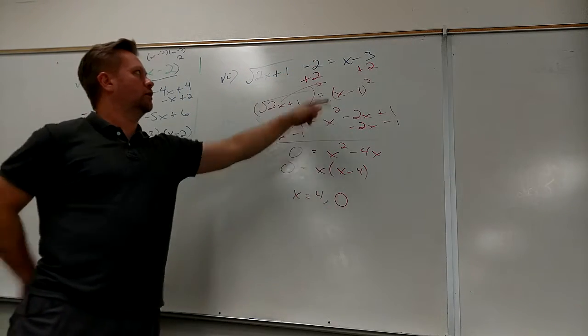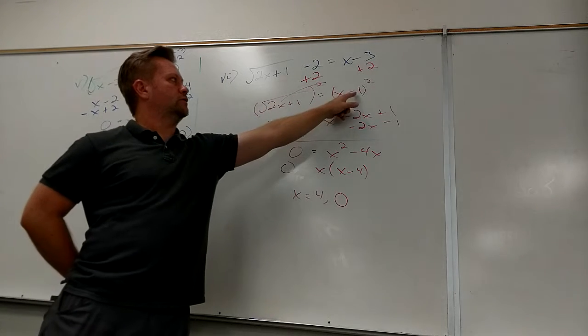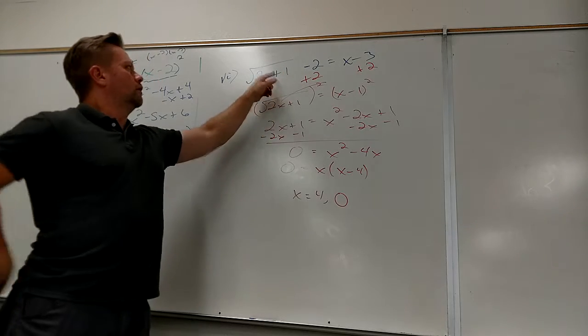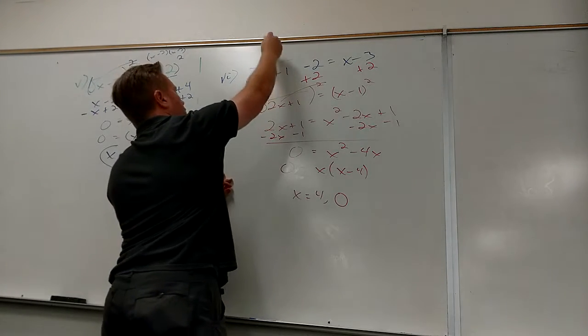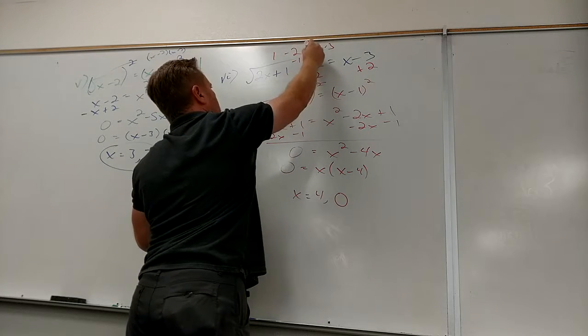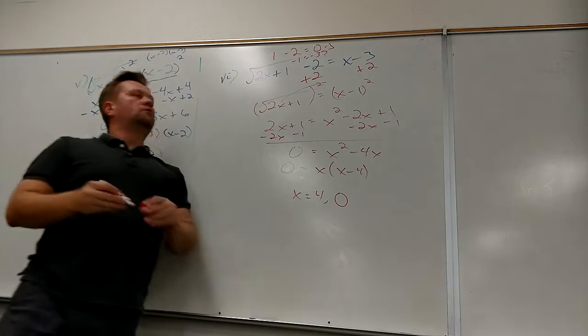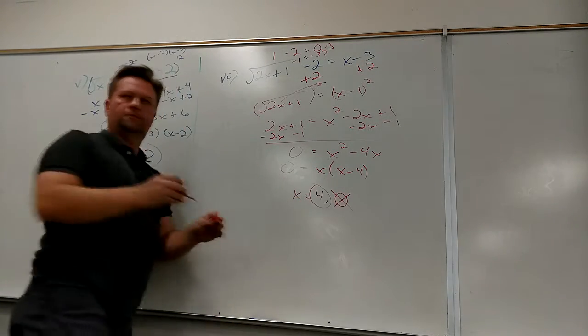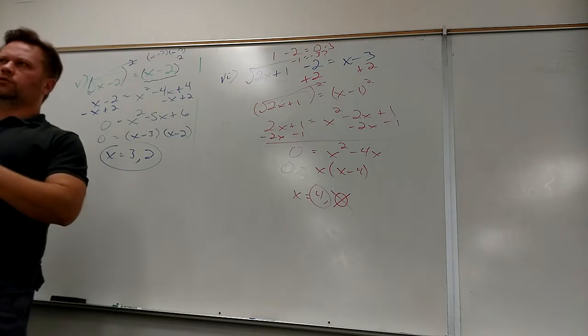Does the 0 work? You can tell very quickly 0 is not going to work because you're going to get a negative 1 on this side. Do you guys see? If you put a 0 in, you get square root of 1 is 1, minus 2 equals 0 minus 3. Is negative 1 equal to negative 3? No. So it doesn't work. So you throw 0 out and you circle 4. Cool.